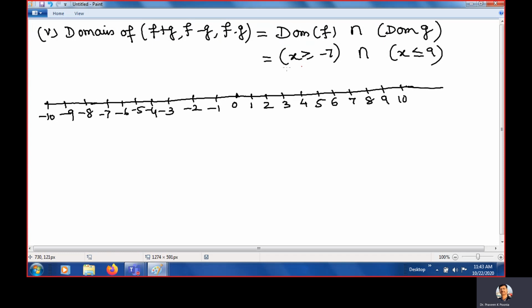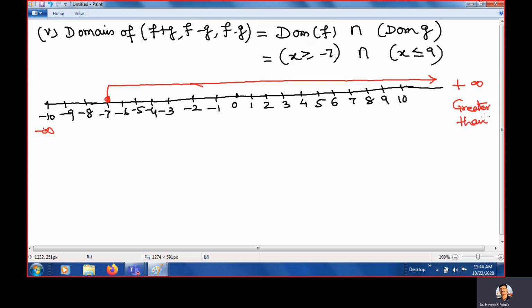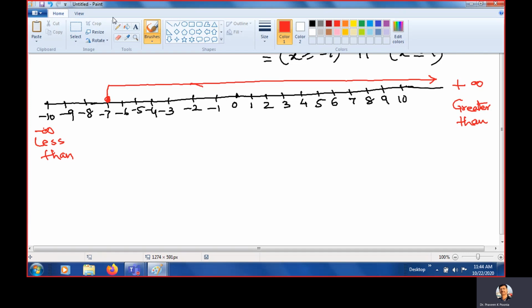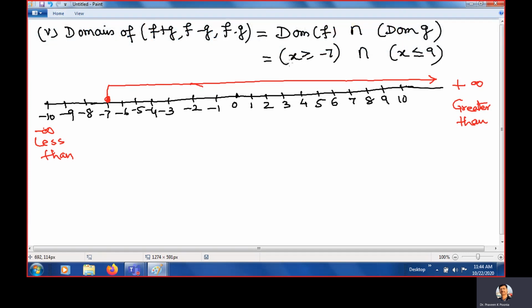x is greater than or equal to minus 7. We are talking about greater than. So greater than means this side. This is the greater than side. This is the plus infinity side. This is the minus infinity side. This side is greater than, and this side is less than. Please listen carefully. Clear? So this is the greater than.